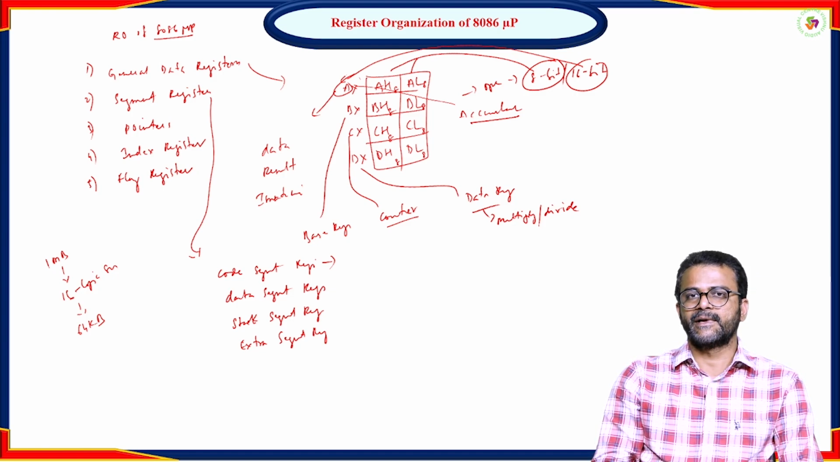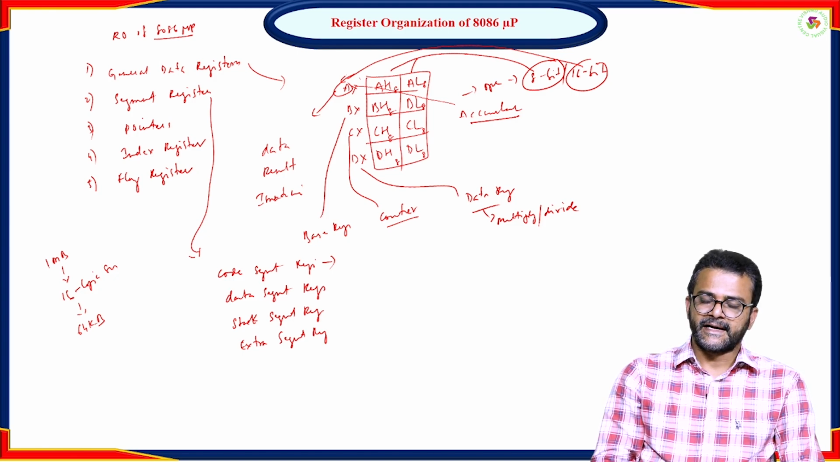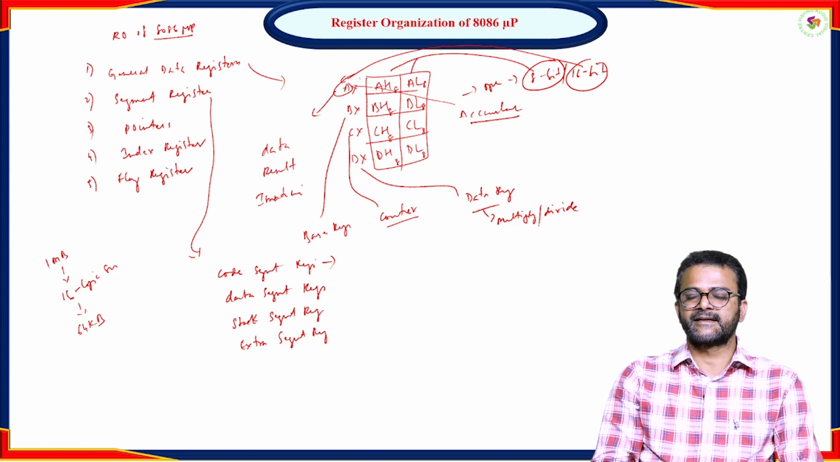In the same way, the data segment register is mainly used to point out a memory location where the data has resided. The stack segment is mainly used to point out the address or memory location where the concerned stack data has been stored. And the extra segment is also one type of data segment, mainly used to point out a memory location where the data has resided.